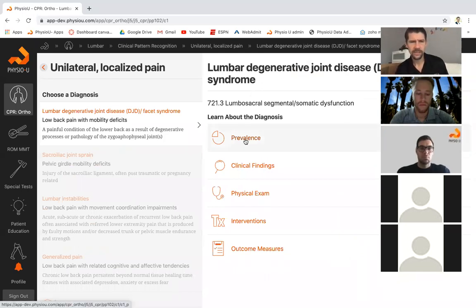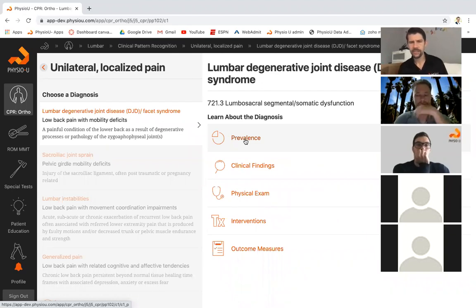Okay, so prevalence. We know that facet, so again, the terminology is a little different. ICF-wise, they call it low back pain with mobility deficit. In the patho-anatomical world, we're going to say this is a facet syndrome. Based on their age, if there's some degeneration on imaging, they might call it spondylosis or degenerative joint disease. So you have all these names, but really they mean the same thing.